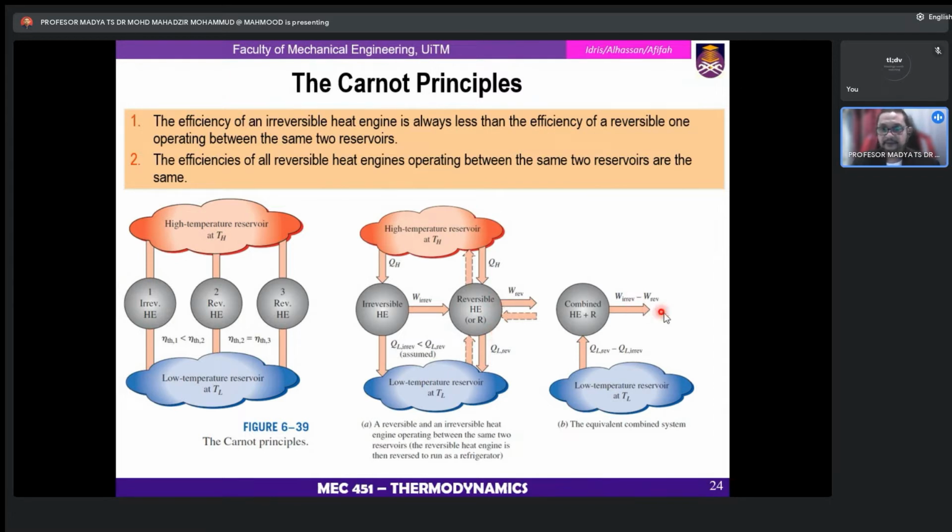All right, so this is a combination. If we put together a combination of the heat engine and the refrigerator, what is the work? It is work irreversible minus work reversible. For the reversible heat engine or refrigerator, we use work, but for the irreversible heat engine, the system produces work. This slide only wants to show the principle of the Carnot cycle.